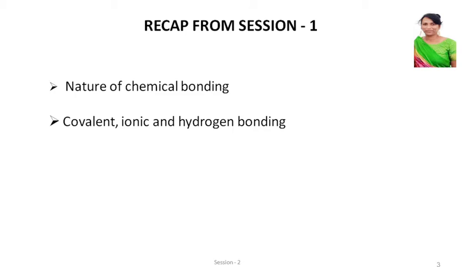And then we also looked at what is hydrogen bonding. In hydrogen bonding, we have an electronegative element which will try to pull the electron towards itself. For example, in water, oxygen will try to pull the electron towards itself, and then a partial negative charge will be there on oxygen and a partial positive charge on hydrogen, and hence the partial negative charge of oxygen attracts the partial positive charge of another hydrogen in another molecule, forming a bond. This is called hydrogen bonding. So we have seen all of this in session 1.